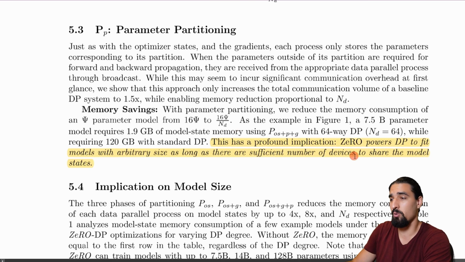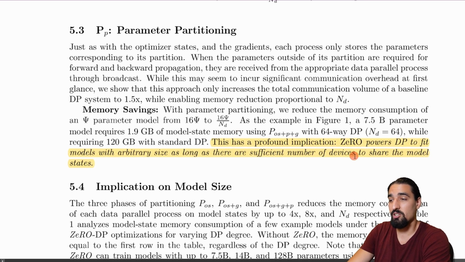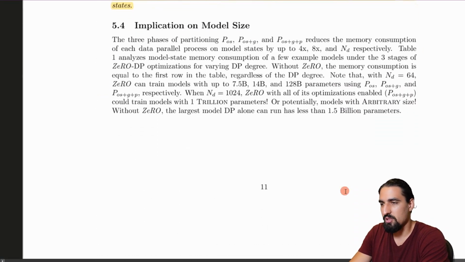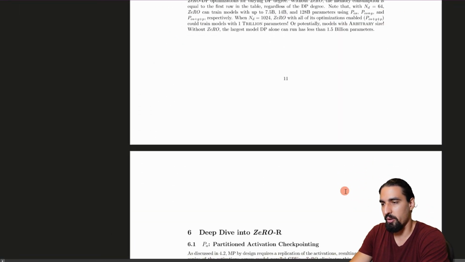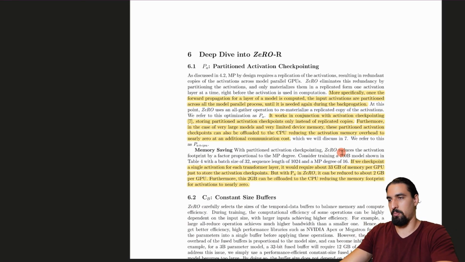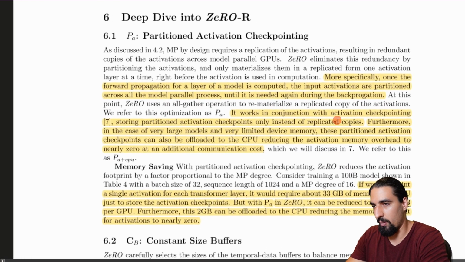ZeRO powers DP to fit models with arbitrary size as long as there are a sufficient number of devices to share the model states. But after a certain point, you hit the saturation point, and this becomes very, very slow. Okay, this is the last part. Let me read and walk you through this.